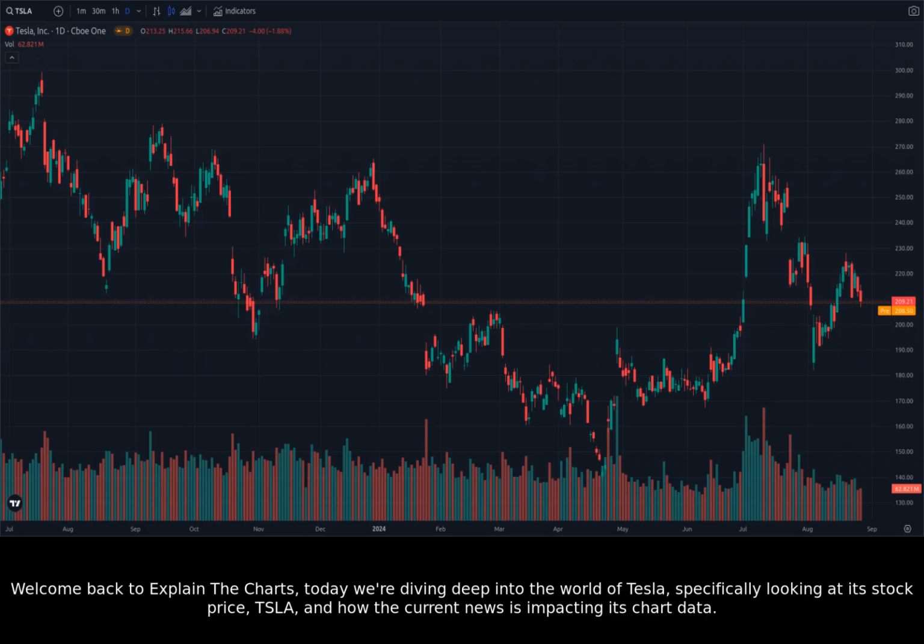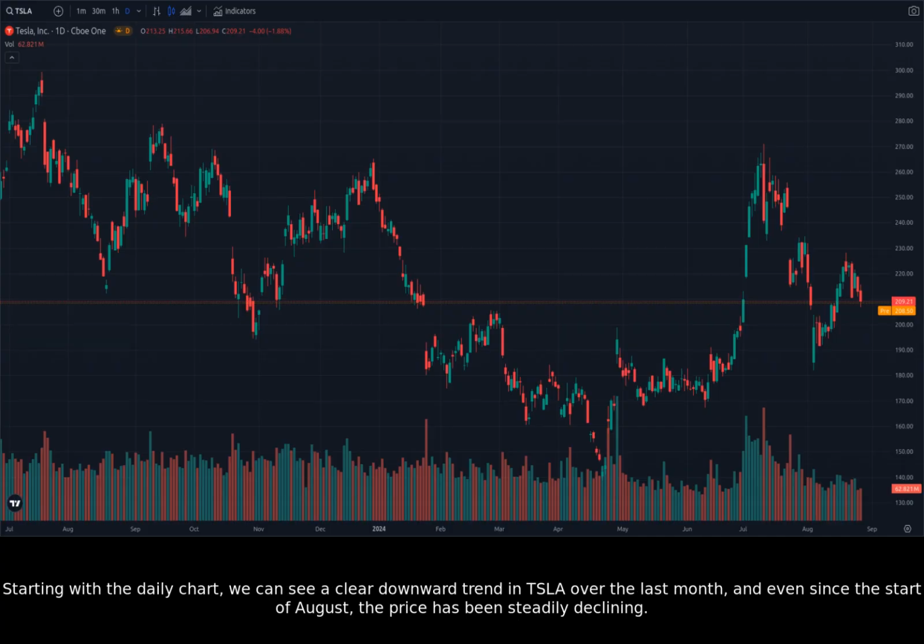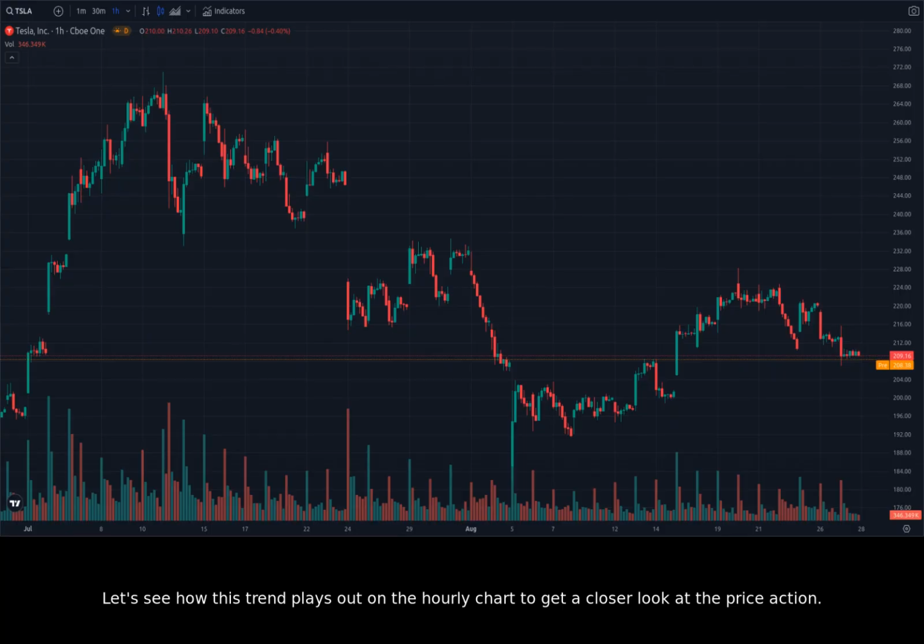Today we're diving deep into the world of Tesla, specifically looking at its stock price and how the current news is impacting its chart data. Starting with the daily chart, we can see a clear downward trend in Tesla over the last month, and even since the start of August, the price has been steadily declining. Let's see how this trend plays out on the hourly chart to get a closer look at the price action.